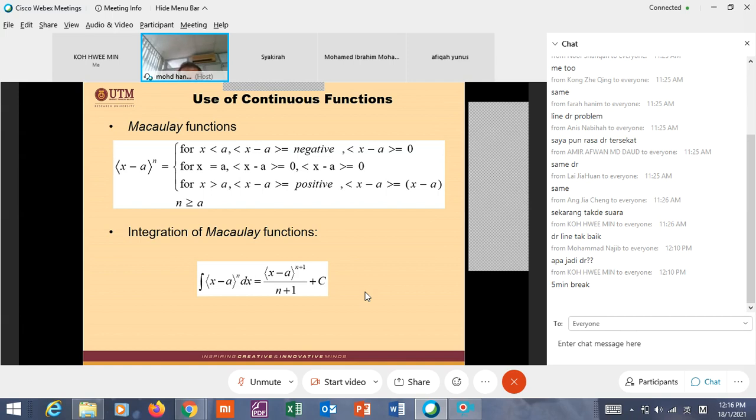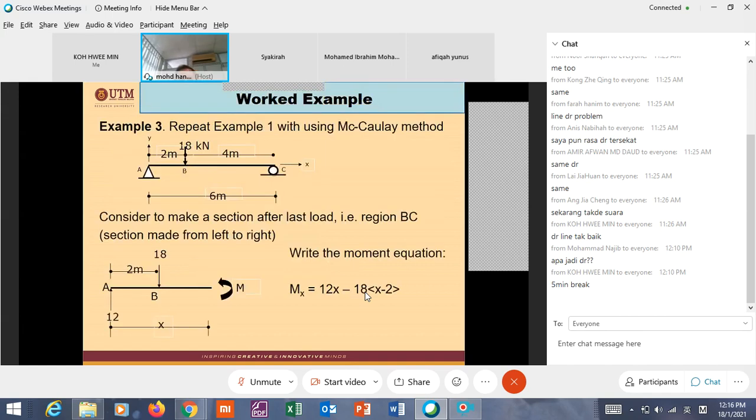I don't have to explain this mathematical part. We just go straight to the example, because if we explain the mathematics, we need to go to mathematics class. It's not our scope. Okay. Repeat example 1 using Macaulay's method. Example 1 is the one with the loading at B.